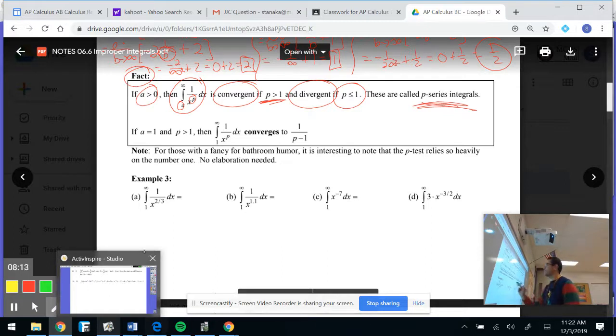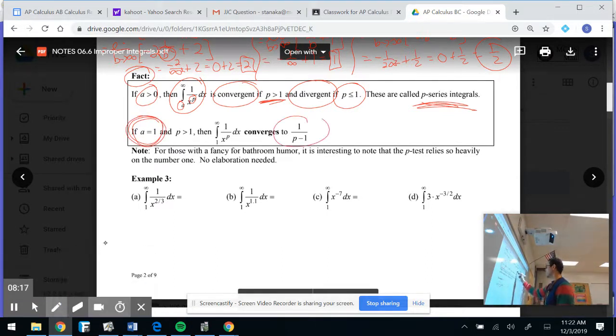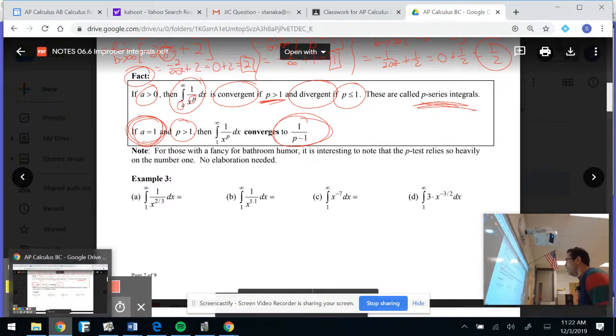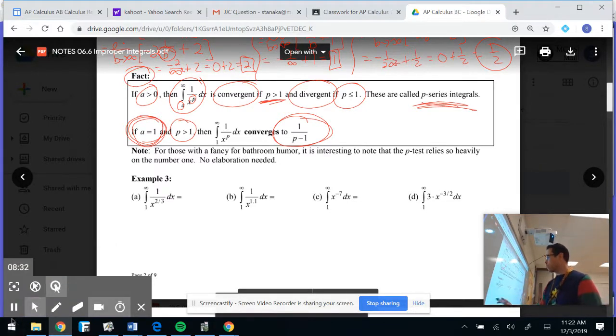Now more specifically, if a was 1, we actually have this fancy formula, so we don't have to do all that work we did up there. But this is only for p series. a's got to be equal to 1, and p's got to be greater than 0. Now remember, if p is less than or equal to 1, then we just know it diverges. So let's see if we can use this shortcut here.